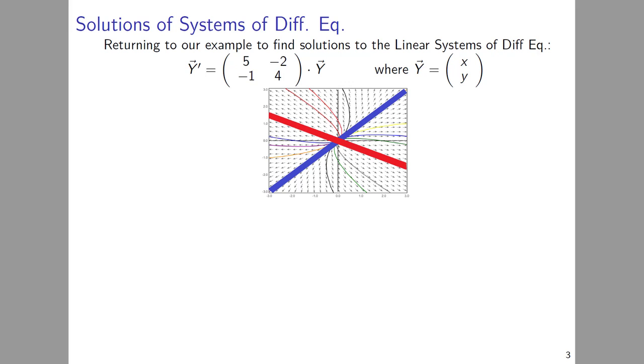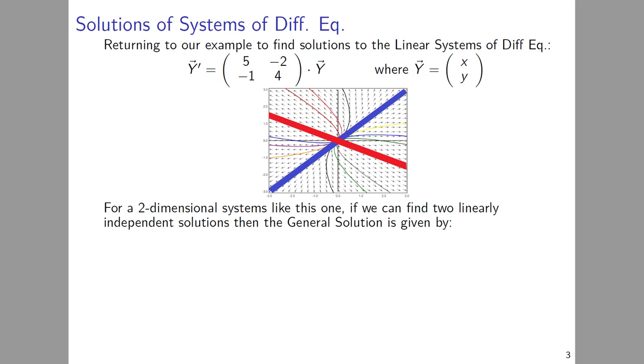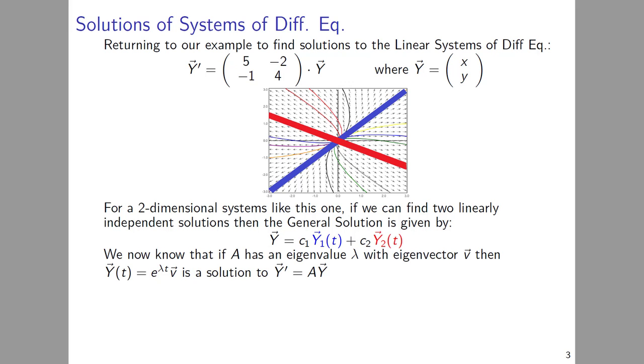Returning to our example to find solutions to the linear system of differential equations y prime equals [5, -2; -1, 4] times y, we said that for two-dimensional systems like this one, if we can find two linearly independent solutions, then the general solution will be given by y equals c1 times y1 plus c2 times y2. But we also know that if A has eigenvalue lambda with eigenvector v, then y of t equal to e to the lambda t v is a solution to y prime equals Ay.